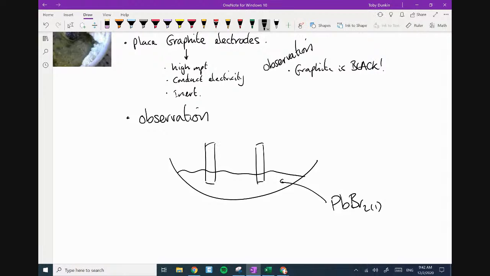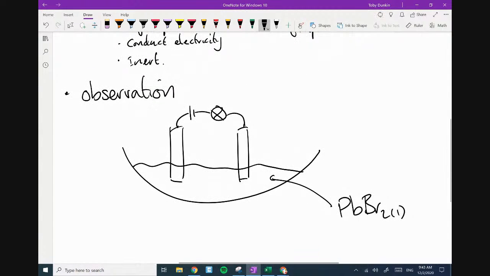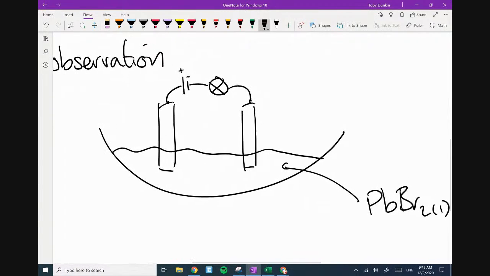Now I'm going to put in the battery and then add in my bulb. Once the bulb comes on, I know that electrolysis is happening. It's nice to remember that the large line in the battery is the positive one, the negative one is the shorter. And here's what now happens. The lead 2+, I keep doing that. Let me try again.